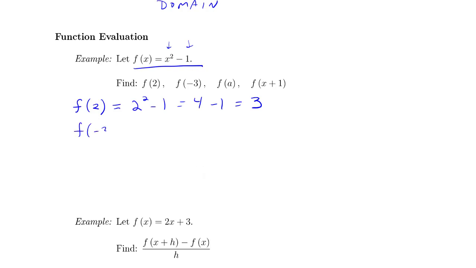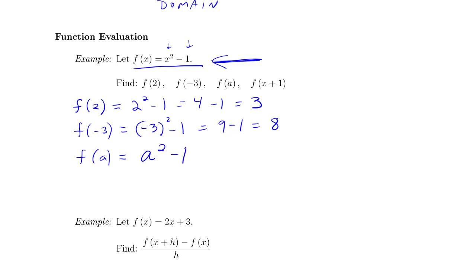If I wanted to do f of negative 3, I take negative 3, I square it, subtract 1. 9 minus 1, or 8. Now that's not too hard to imagine, just plugging in numbers. But often we want to plug in things that aren't numbers. So if I want to plug in a, f of a, well, I'm just looking back at the original definition, the rule of the function here, and it says take whatever is given, square it, and subtract 1. So a squared minus 1.